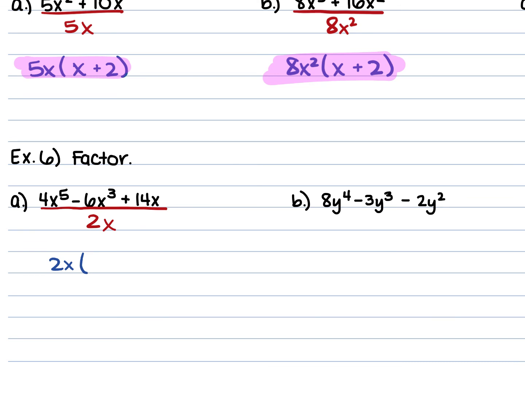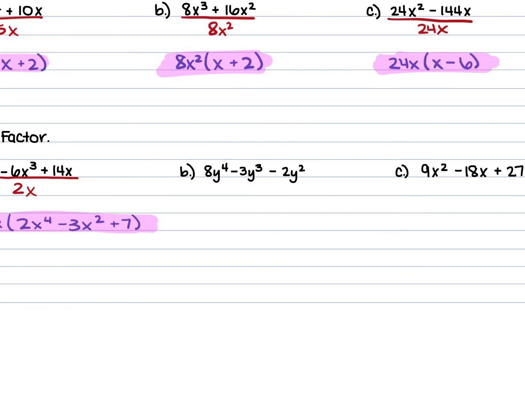So 4x to the fifth power divided by 2x is 2x to the fourth power. The negative 6x cubed divided by 2x is negative 3x squared. And then the 14x divided by 2x is 7. So 2x times 2x to the 4th power minus 3x squared plus 7.